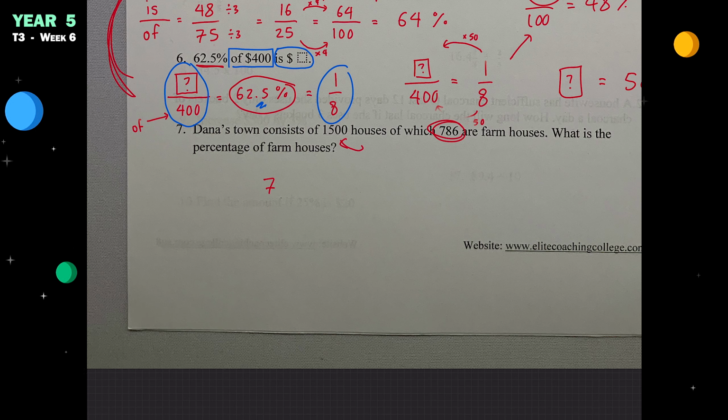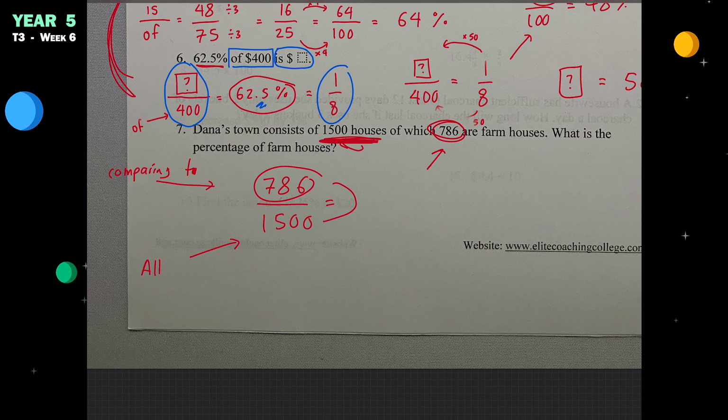So you have to put 786 on top and 1,500 at the bottom, because we're comparing that to the total. The total is that many houses. That's all their houses. So the bottom one is usually everything, and the top one is the one we're trying to find the percentage of. We're comparing this number to this number, and we see what percentage.